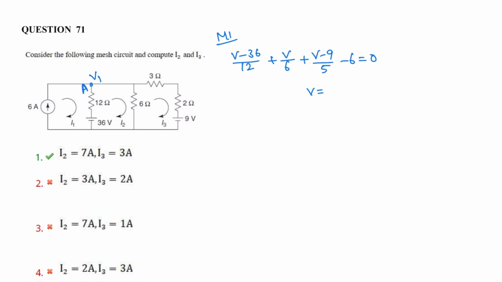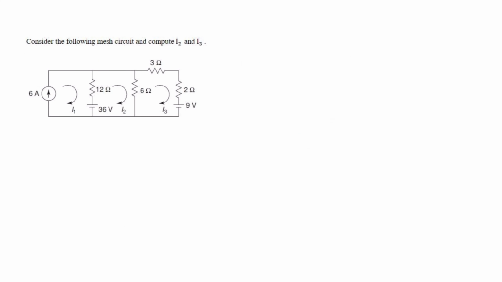Upon calculation, we will get the node voltage at A as 24 volts. Now current I3 is (V minus 9) by (2 plus 3) ohm, that is 3 ampere. Current I2 is (6 plus 36 minus 24) by 12, so that is 7 ampere. So there is one more method. Let us try the same problem with one more method.